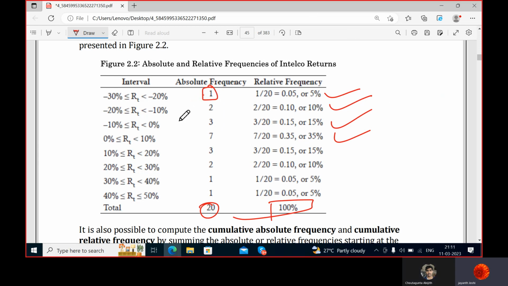Because you are relating these two, am I right? And you're trying to find the percentage. That's what.